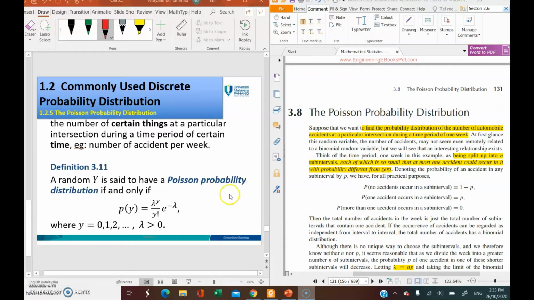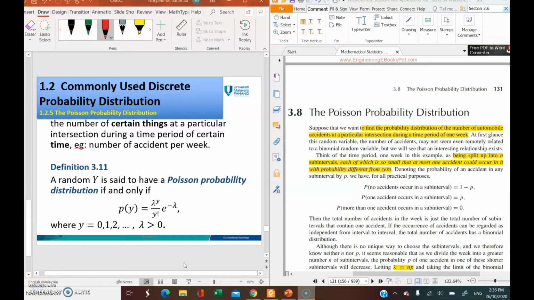So how do you know it's a Poisson distribution function? When you want to know the number of certain things at a particular intersection during a time period of a certain time. For example, the number of accidents per week or the number of people cycling per month. So within a time, per month, you want to see how many participants.